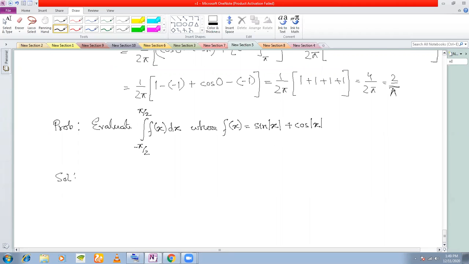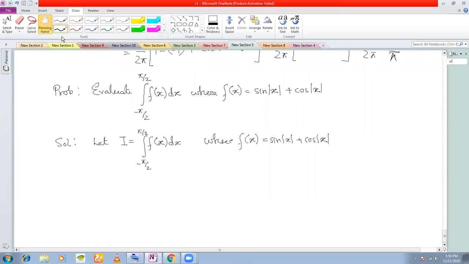So I say let I is equal to the integral from minus pi by 2 to plus pi by 2 of f(x) dx, where f(x) is equal to sin mod x plus cos mod x. Now see the limits, minus pi by 2 to plus pi by 2. When you see minus a to plus a kind of limit, what comes to your mind? Even function and odd function, right? So we check whether f(x) is an even function or an odd function.